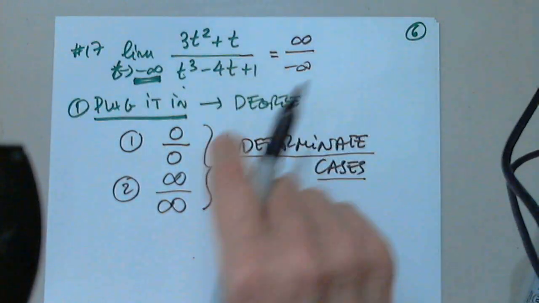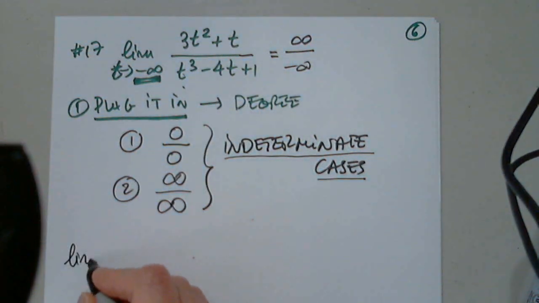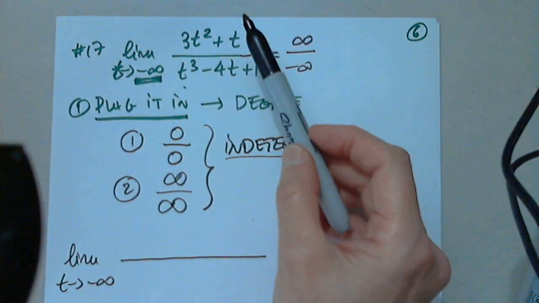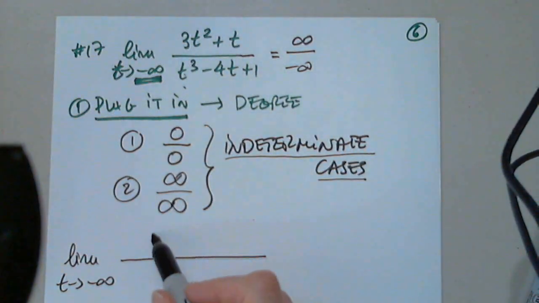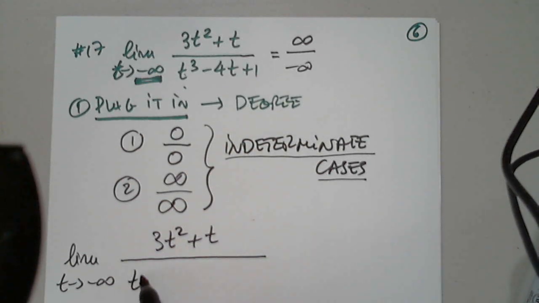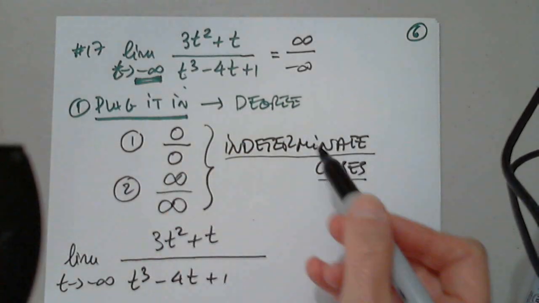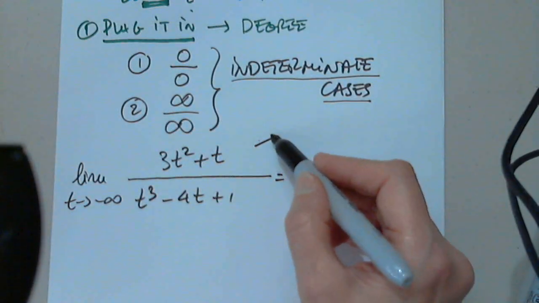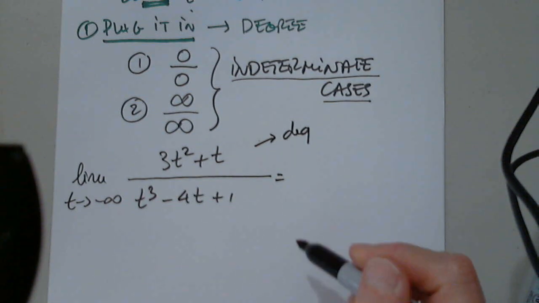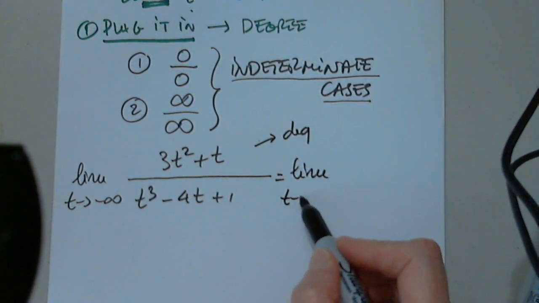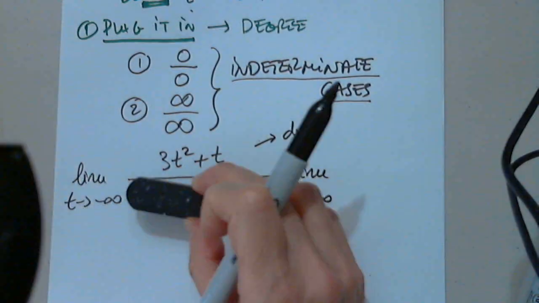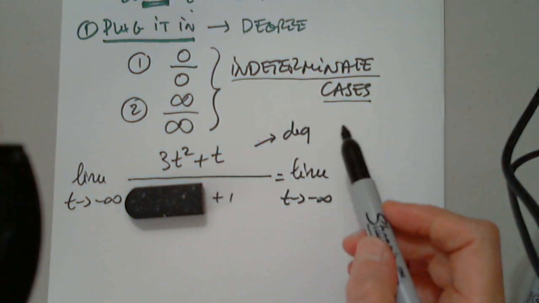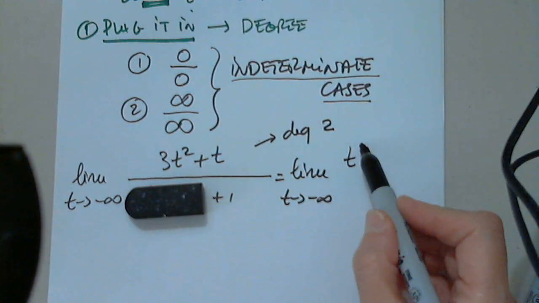I will not do my circle and jump. I have to write it again. So limit as t approaches negative infinity. So here, let me copy it. You don't have to copy it if you didn't copy this. Okay, so you already told me that the degree at the top is how much? 2. Degree is 2. I will factor out t squared.